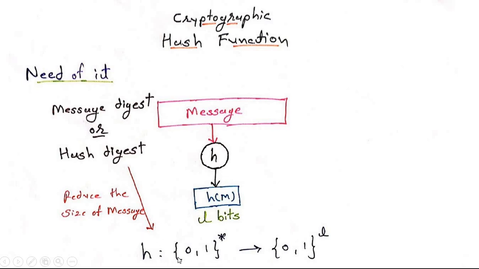Let's see how the hash function is defined. h: {0,1}* → {0,1}^L. Here star means any number of bits, it could be 64 bit, 32 bit, whatever. Get it? And here we are getting a fixed size of length.